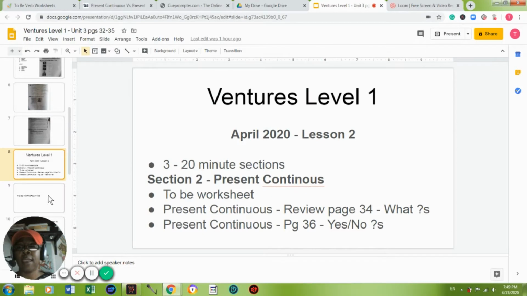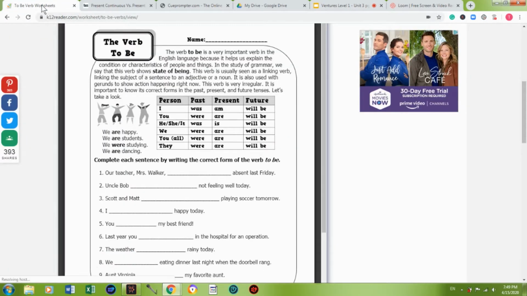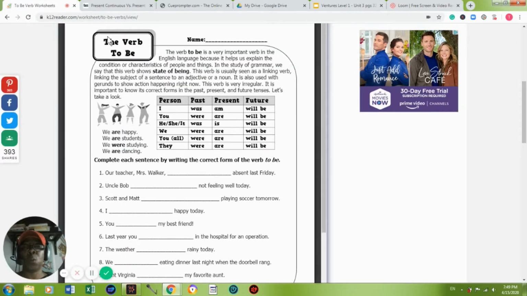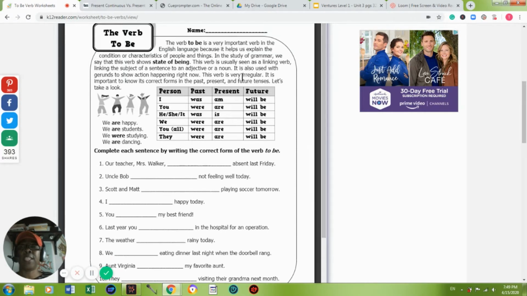Now, I am going to move on to this next slide. We are going to review our to be worksheet right here. And hopefully you guys can see this without any problems. Hopefully this is coming through nice and clear.